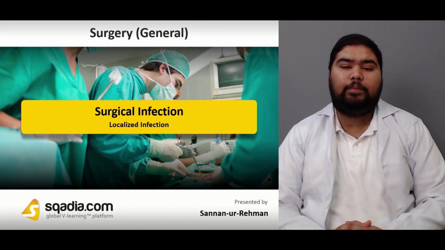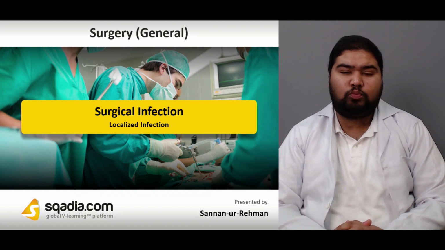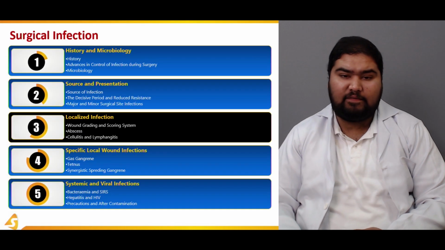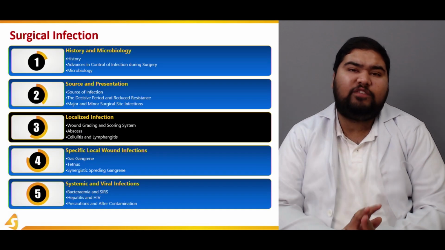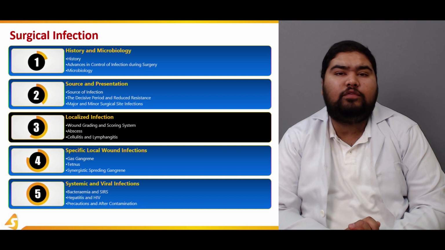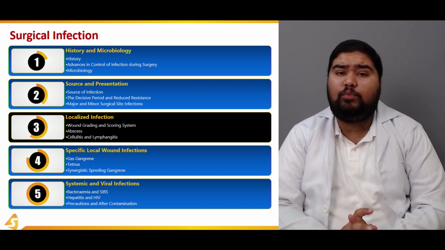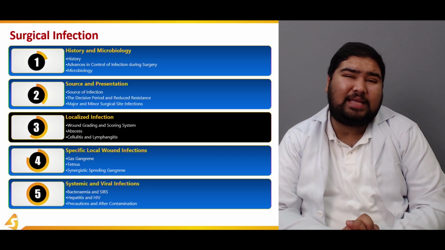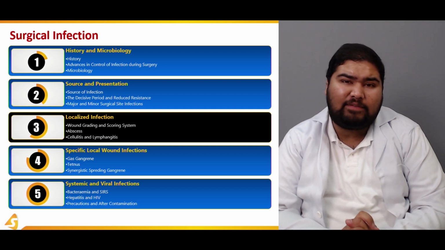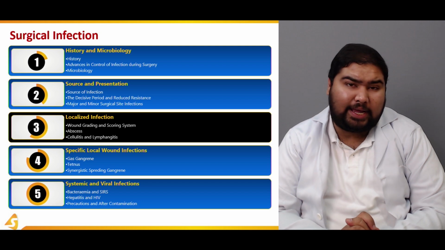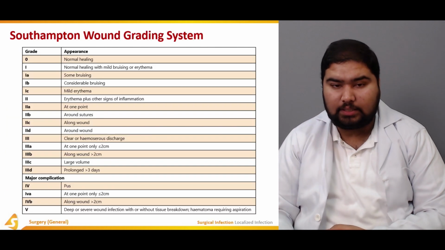So we're still talking about surgical infection. This section will deal with the localized infection. So we'll first grade and score the wound according to various grading and scoring systems. Then we'll take a look at what an abscess actually is, and finally we'll talk about cellulitis and lymphangitis.